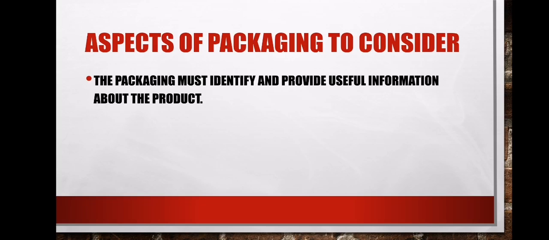You can also tell us whether this food was produced in an environmentally friendly way or not, whereby we talk about sustainable marketing. We will talk about that one. You can also talk about the country of origin. Where was this product produced? So the packaging must show us useful information, because most of the consumers now also check that useful information.